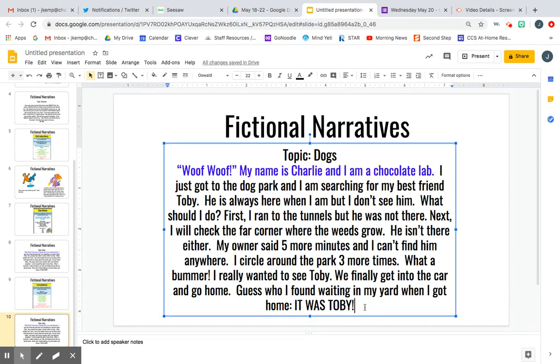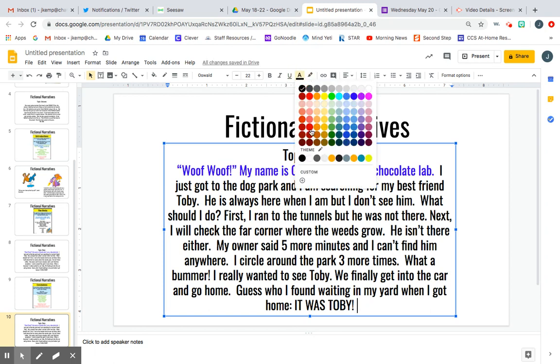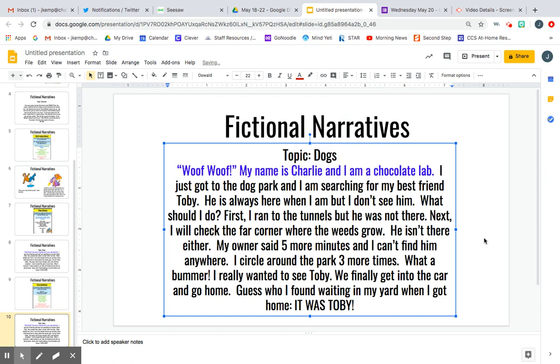So when you are writing your story, you're going to spend the majority of your time writing the body, because that's the part where all the stuff is going on. Okay? I'm going to make my conclusion in red so it kind of stands out from the rest.